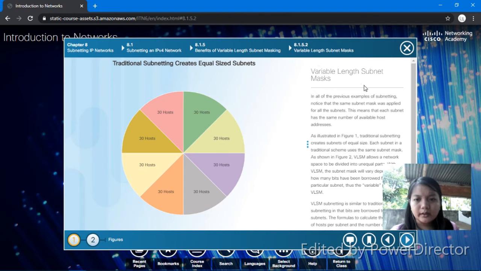The variable length subnet mask. In all previous examples of subnetting, notice that the same subnet mask was applied for all the subnets. This means that each subnet has the same number of available host addresses.